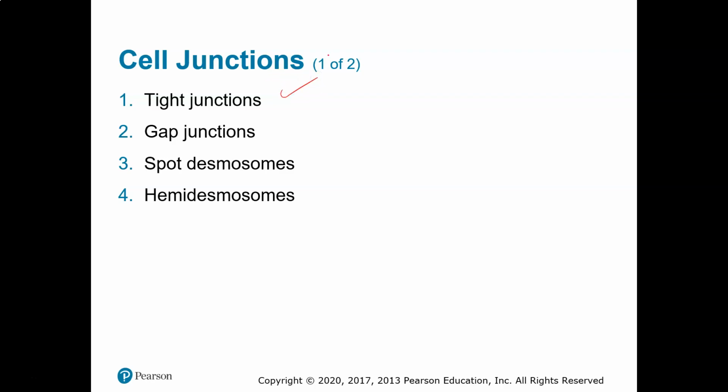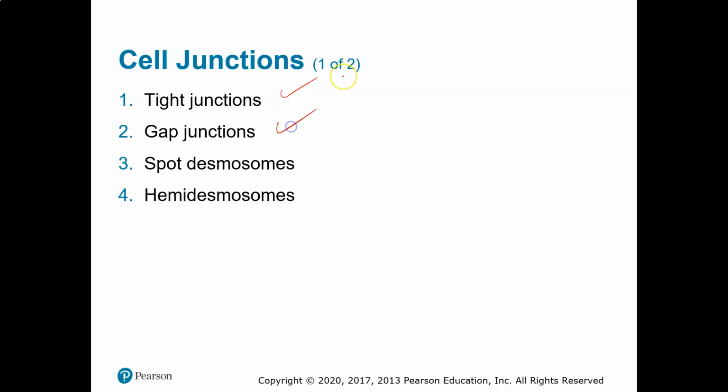And the cell junctions can be divided into four types. Tight junctions form a tight seal so that they don't allow materials to enter or leave the epithelial tissue. For example, lining the urinary bladder. We don't want urine to leak out of the urinary bladder, so it is lined with tight junctions.